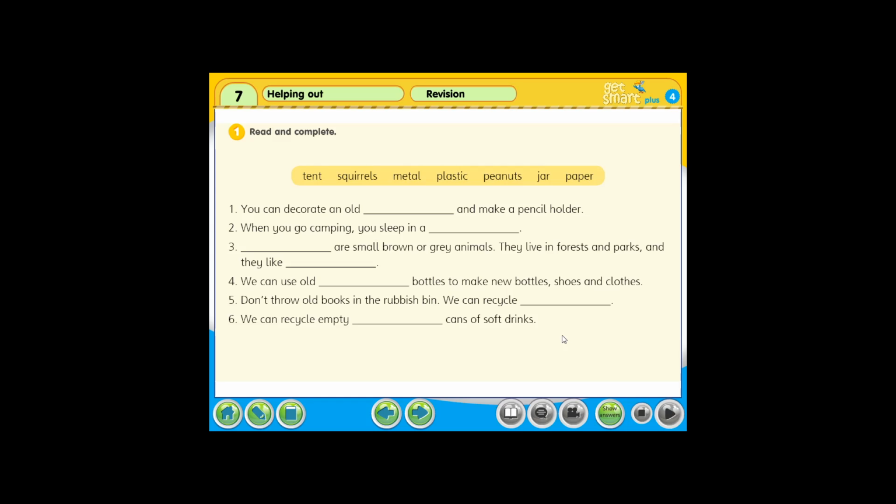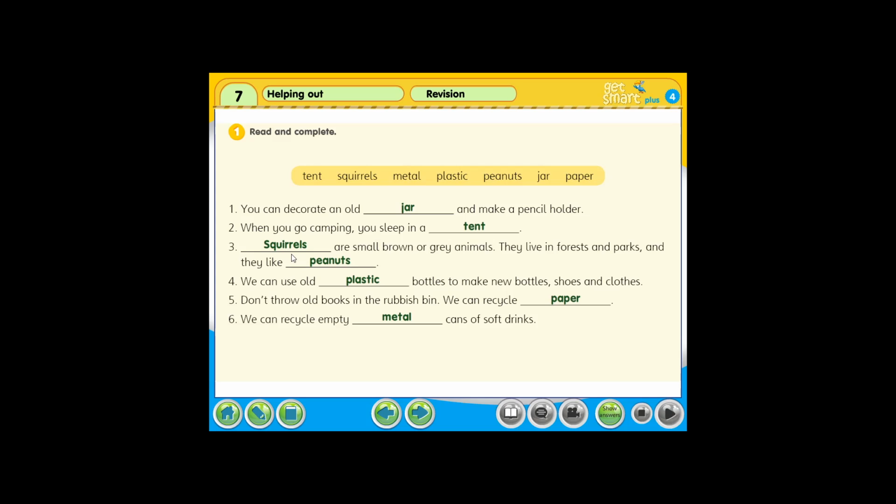Alright, I believe you have finished. 5 minutes has over. I think you have all the answers. Now we check the answer. All right. The first one is jar. You can decorate an old jar and make a pencil holder. Okay, recycle. Yeah, jar. An old jar. So number 2, when you go camping, you sleep in a tent. The small house, in a tent.